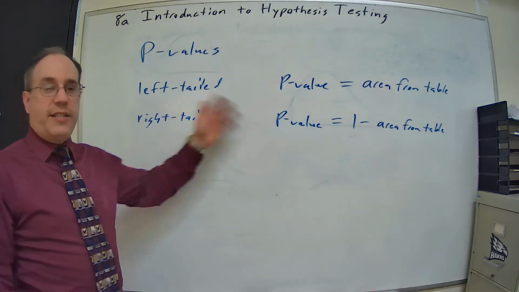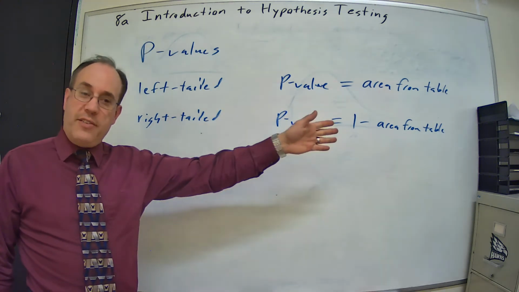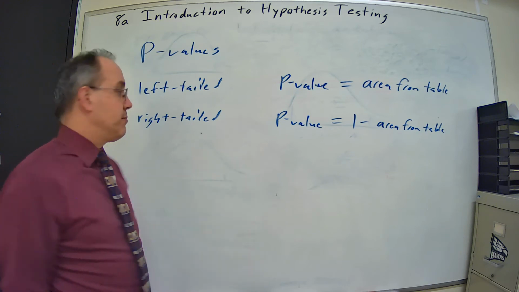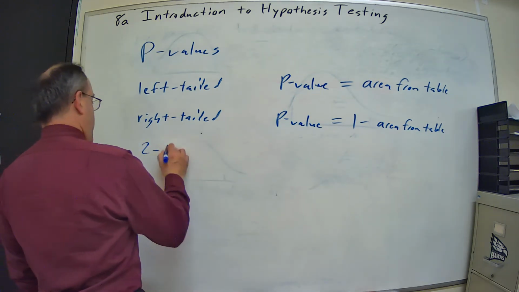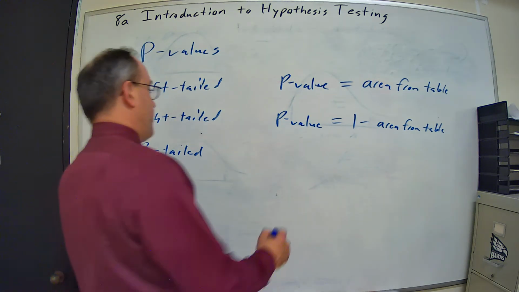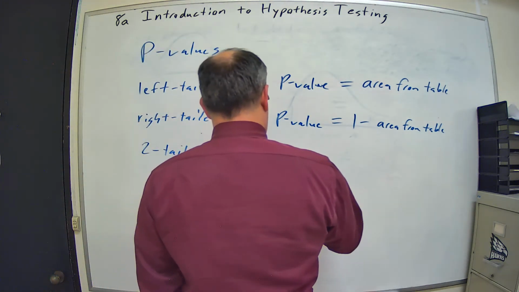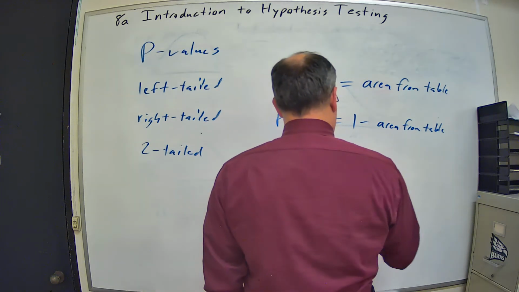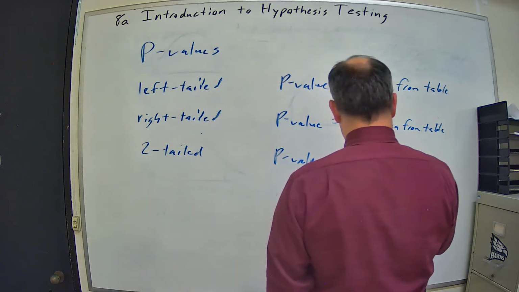Because if it's right-tailed, we want the area to the right of that z-score, and the table gives us the area to the left. And if it's two-tailed, then the p-value is equal to 2 times the area in the tail.